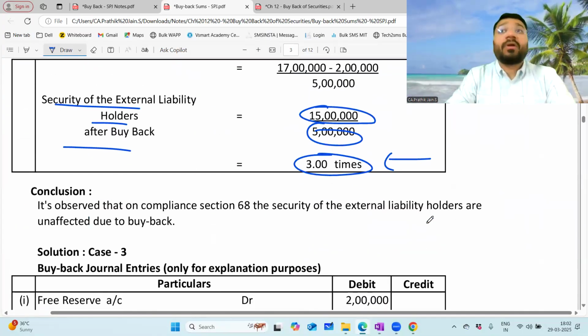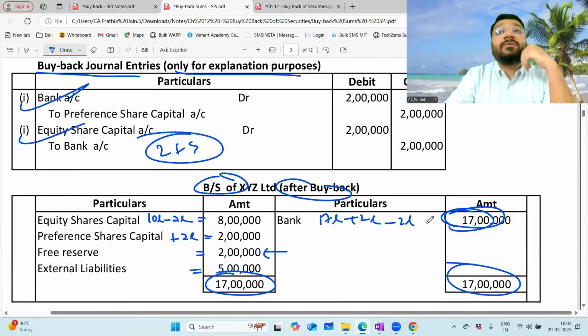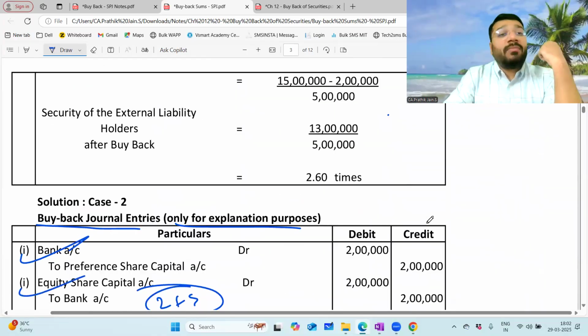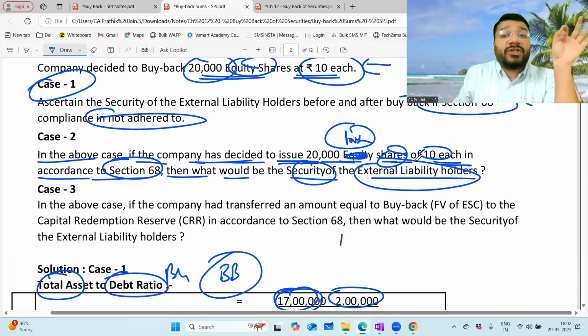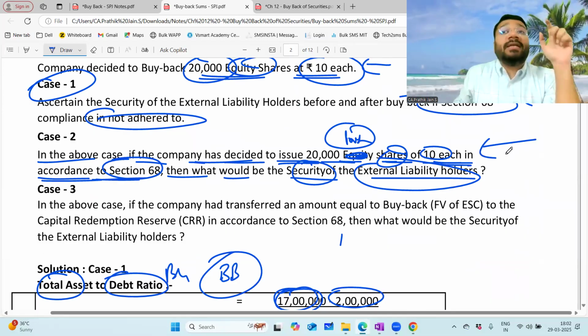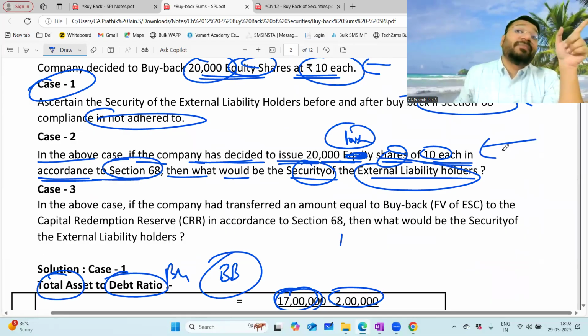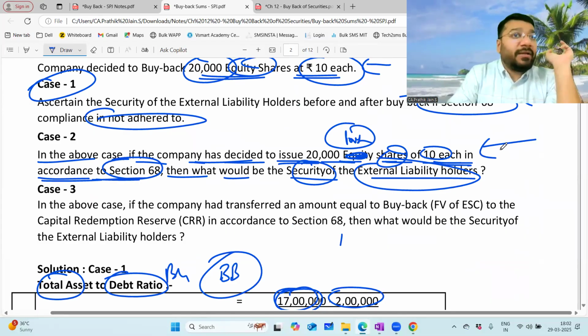No, sir. Why did you not put free reserves? Why are we supposed to make a change in free reserves? Aren't you paying out of free reserves? No, you didn't listen to the question properly. What did I say here? In the above case, if the company decides to issue 20,000 preference shares of 10 each in accordance with section 68, then the entire buyback proceeding is done out of the issue of preference shares. Am I loud and clear?